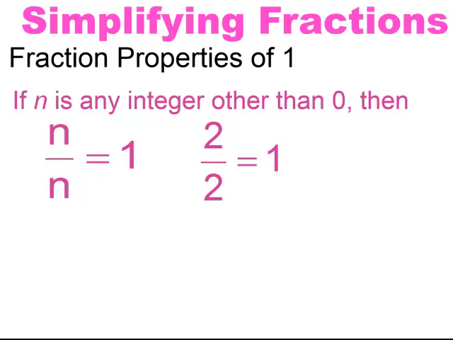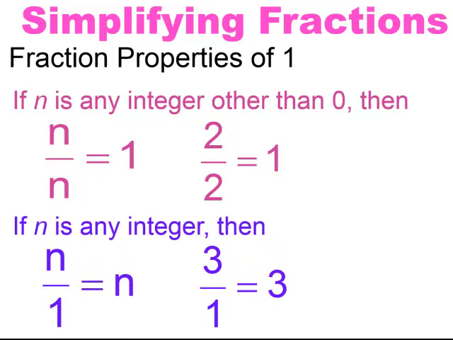Property of 1. The next property is if you have n and it's any integer, then n over 1 is equal to n, or 3 over 1 is equal to 3. So if you have an integer and you want to convert it to a fraction, you could put it over 1. Or if you worked with fractions and your answer ends up being a number over 1, then you need to simplify by simply giving the number.